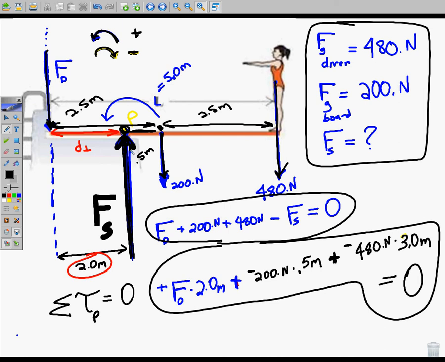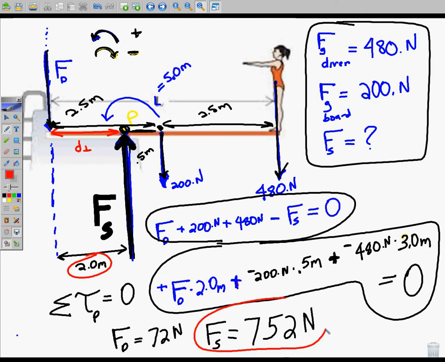So when you solve the equations, what do you get for the down force? 72 newtons. Yes. And what do you get for the support force? 752. Someone want to check me? That's what I got. 752. That's our answer. Yay.